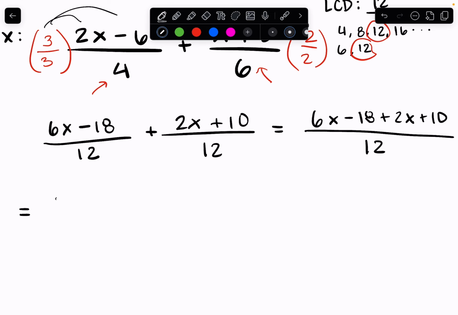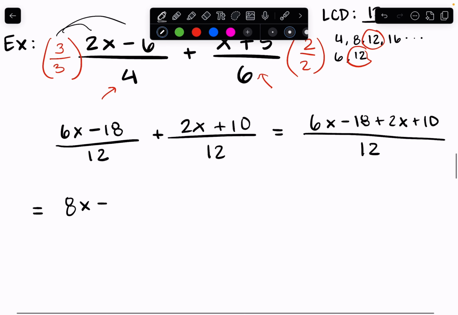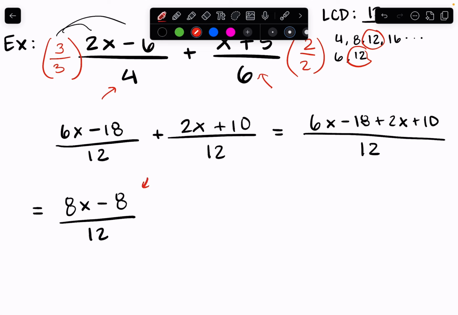So 6x plus 2x, that will be 8x. Negative 18 plus 10, that is negative 8, all over 12. All right, and so again, check to see, can you factor anything before you simplify? So yes, we can. You can take out a GCF of 8. And so when you do that, you are left with 8x divided by 8 is x, minus 8 divided by 8, which is 1, over 12.